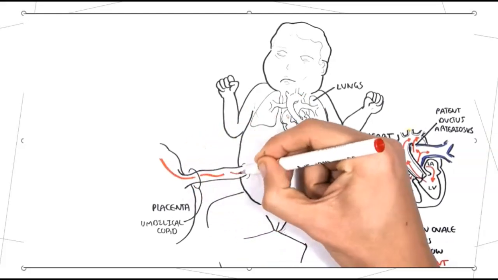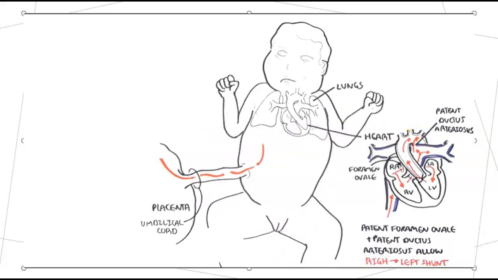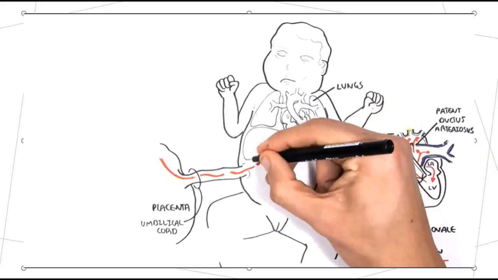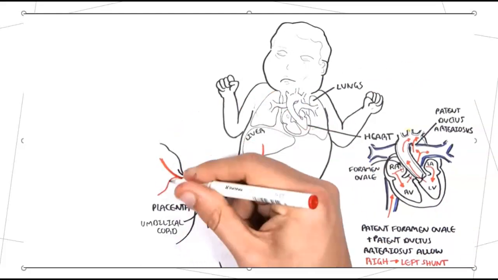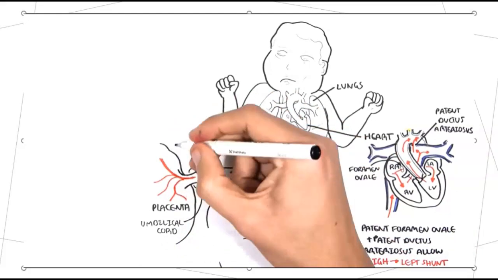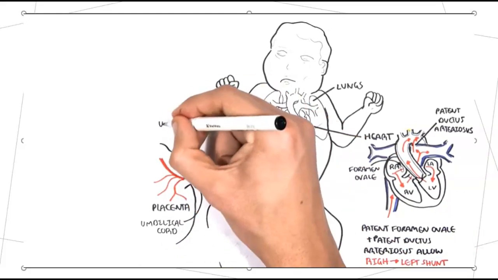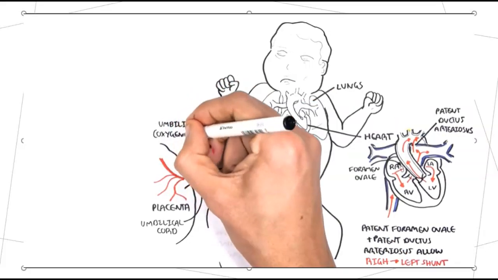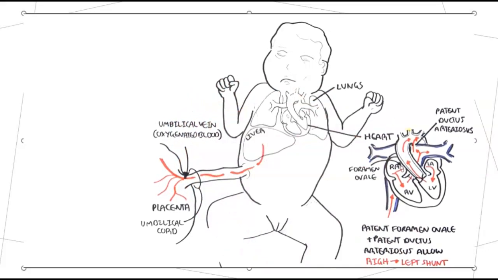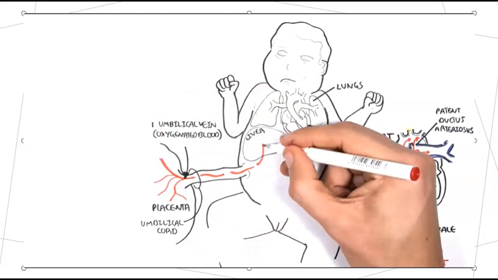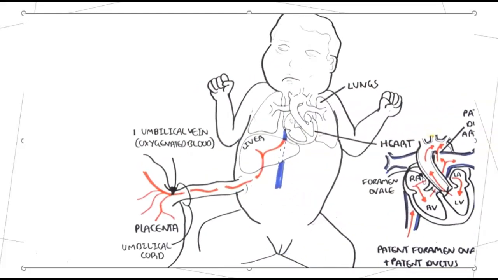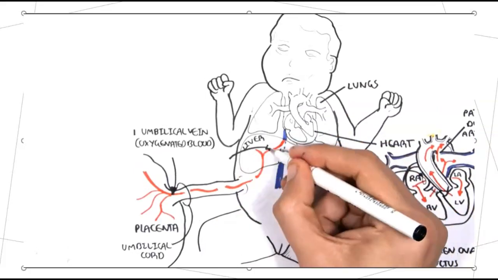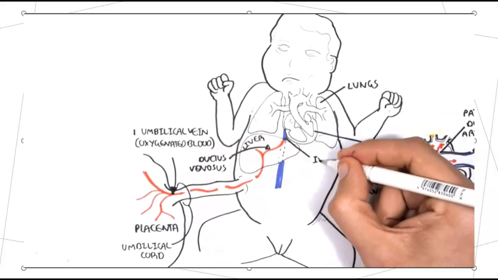The umbilical vein, here drawn in red, travels from the placenta to the fetal liver. There is one umbilical vein, and it is drawn here in red because it is oxygenated. It contains oxygenated blood which was delivered from the mom. It's called an umbilical vein because a vein travels back to the heart. Again, the one umbilical vein, which is oxygenated, travels to the fetal liver and becomes the ductus venosus, which then will join with the inferior vena cava here drawn in blue.